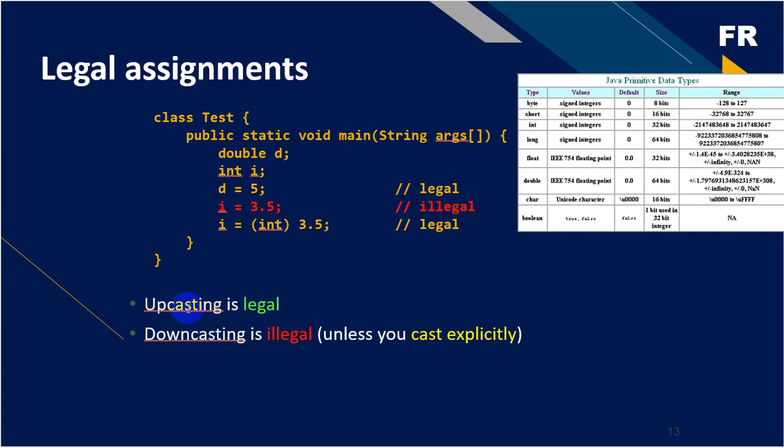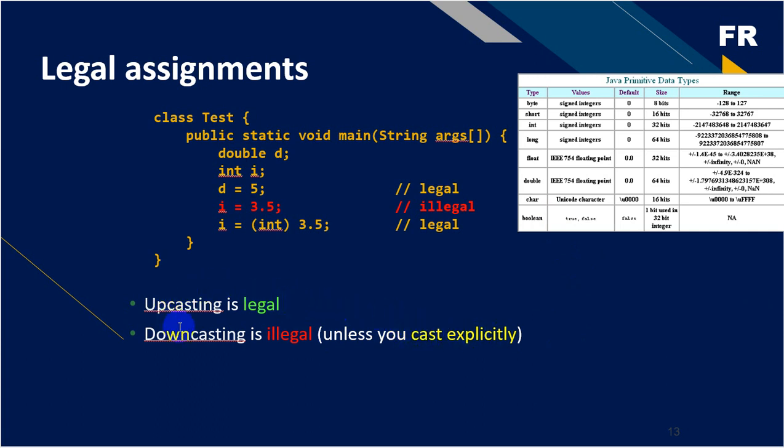So that becomes the upcasting. You're going from the lower class to the upper class. In contrast, downcasting is illegal. Downcasting means through the generalization you cannot access the specialization. So you have a parent class, and through the parent class object you cannot access the features of the child. So that becomes the downcasting. That is illegal unless you explicitly cast it.